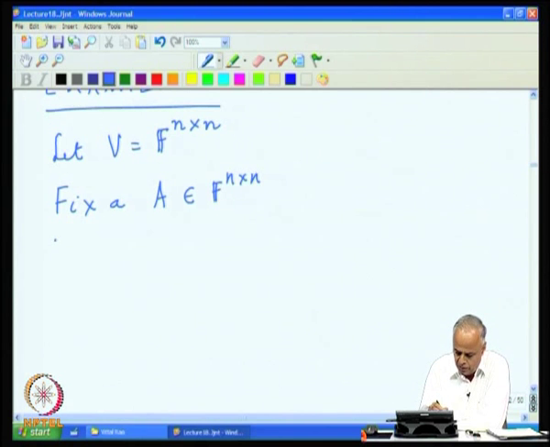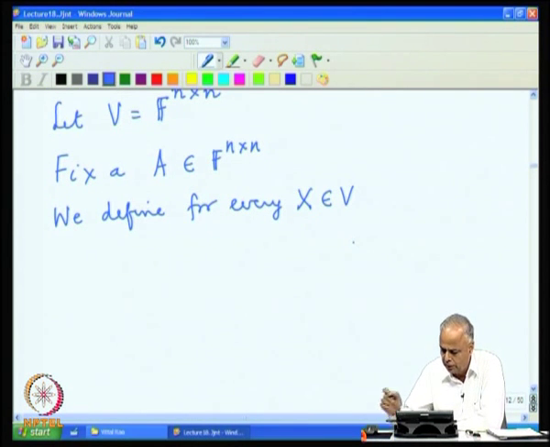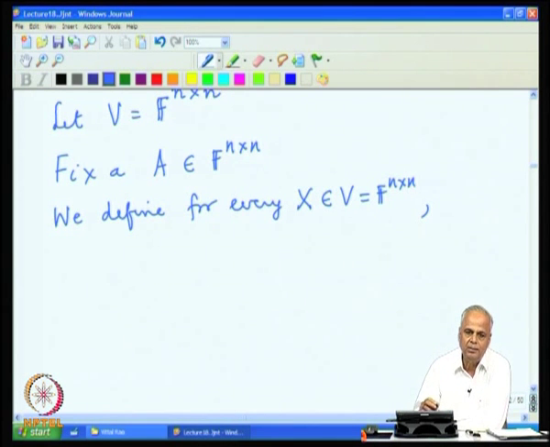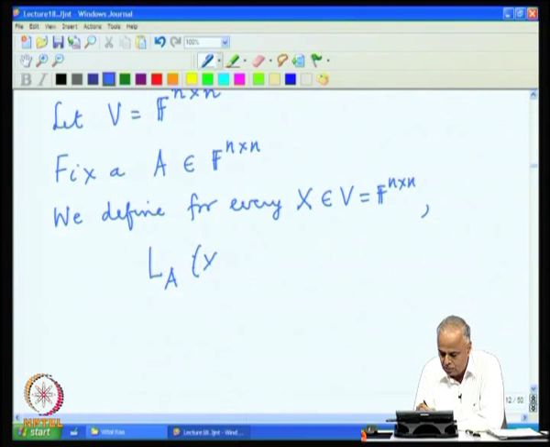How do we do this? So, we define, for every X in V. What are the elements of V? They are all matrices. What type of matrices? n by n matrices, and the entries are all over the field F. So, V is F^(n×n) here. For any matrix X, we convert it to another n by n matrix. How do we do this? I will use a notation which will be useful to generalize. Define L_A of X to be AX.